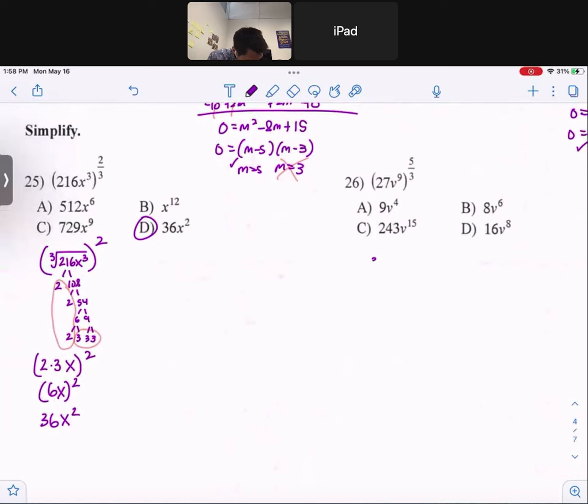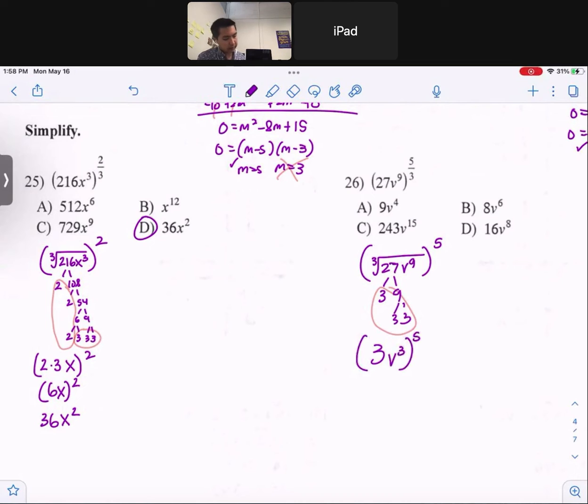26. So this is the cube root of 27, v to the 9th, all raised to the 5th power. Let's break this down. 3 times 9, 3 times 3. Groups of 3, no leftovers, so we know we're going to have 1 3. 9, 3 goes into 9 3 times, so that's going to be v to the 3rd, all raised to the 5th, and then you raise both of them to the 5th power. So v to the 3rd times 5, that's v to the 15th. 3 to the 5th power, 3 times 3 times 3 times 3 times 3, 243, which is C.